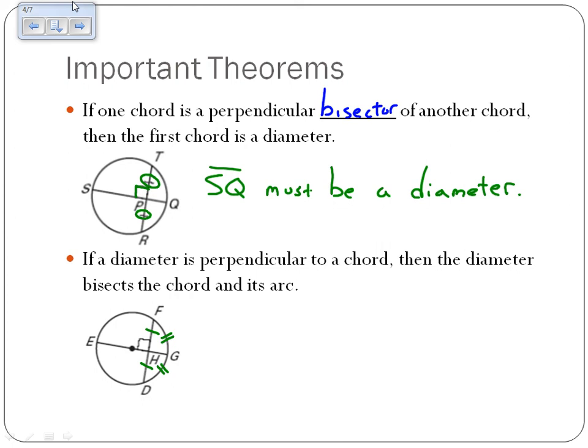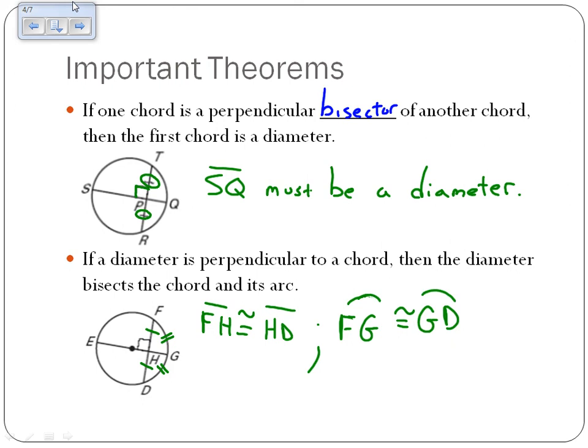Alright? So this means that FH will be congruent to HD, and arc FG will be congruent to arc GD.